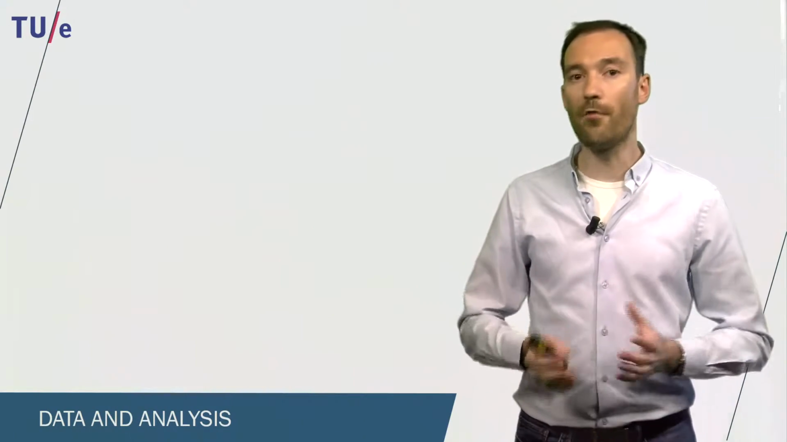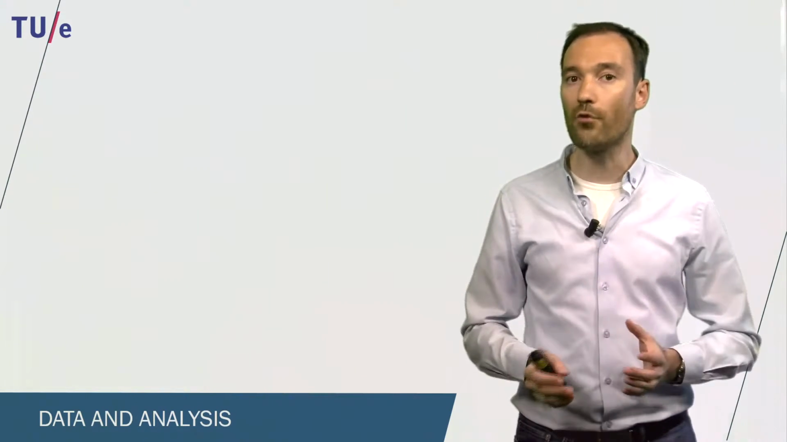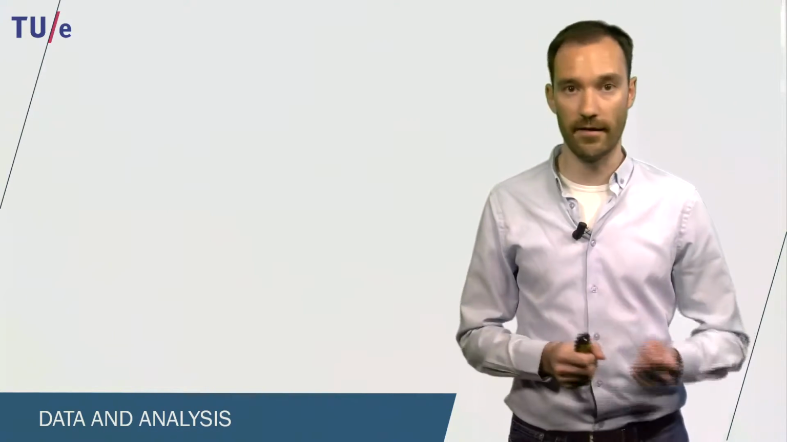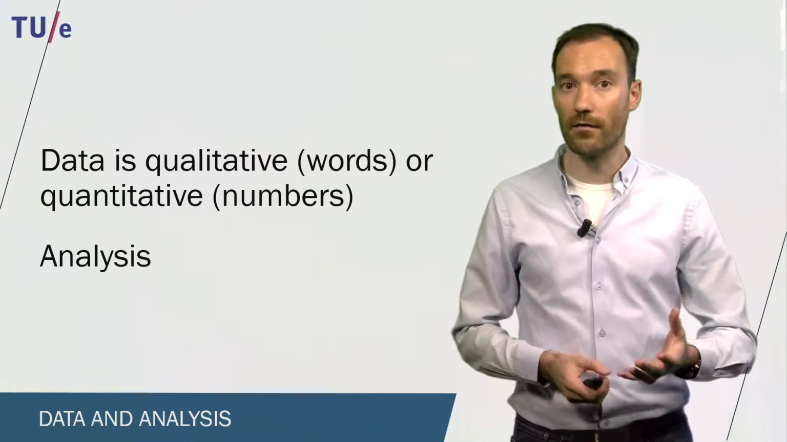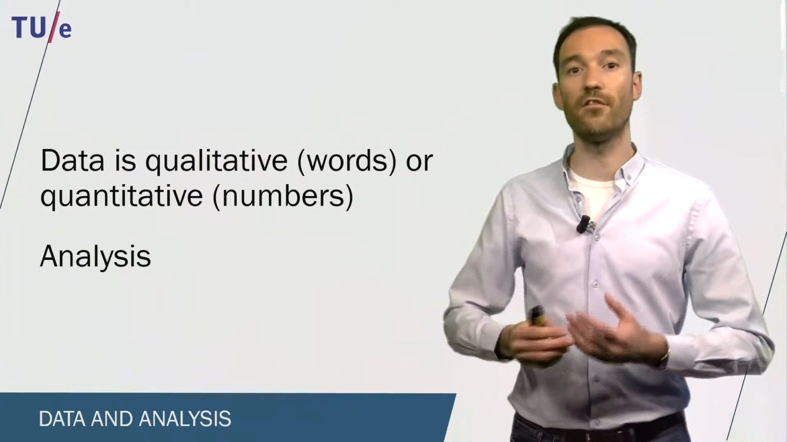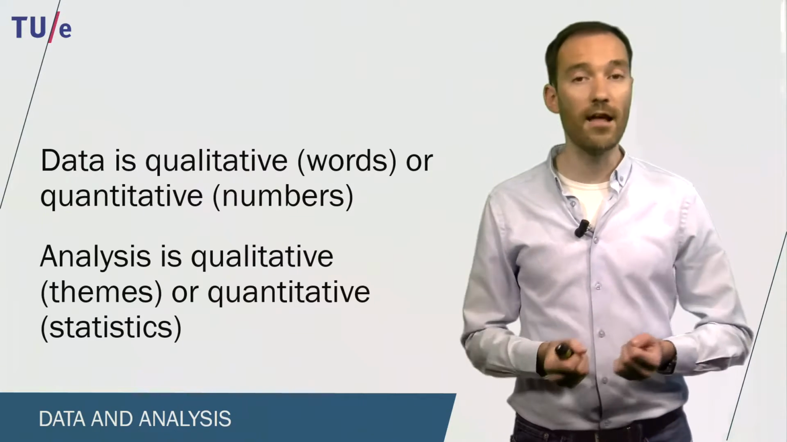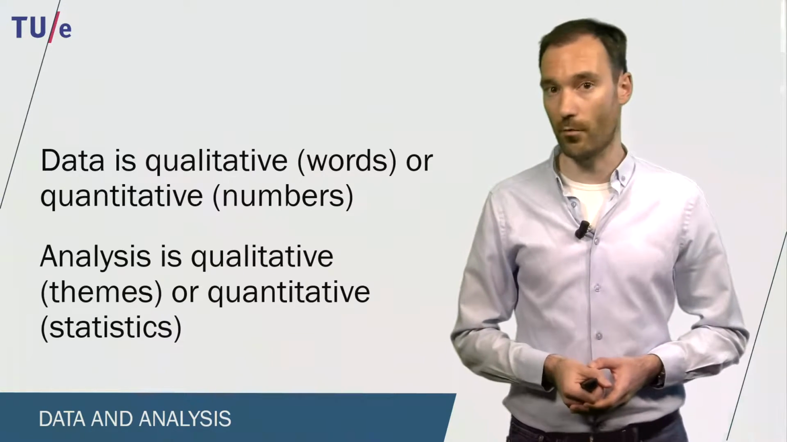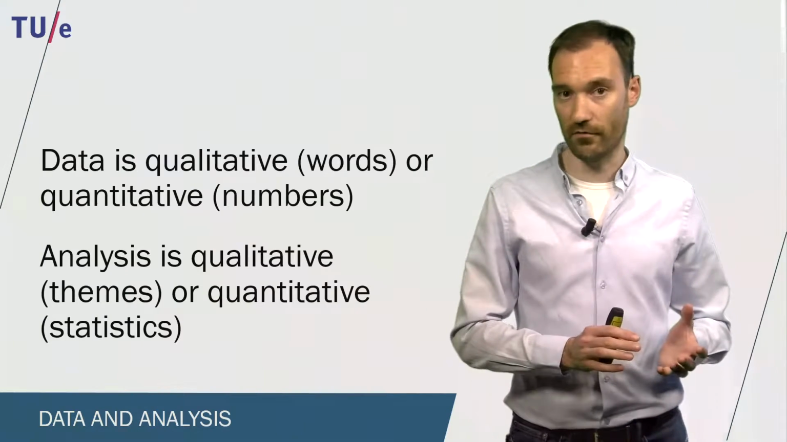Now, on top of the distinction between qualitative and quantitative approaches, we can also distinguish between data and analysis. We have seen that data can be both qualitative and quantitative by phrasing them into words or numbers. In the same way, analysis can also be qualitative or quantitative. This is by phrasing them into themes or statistics.